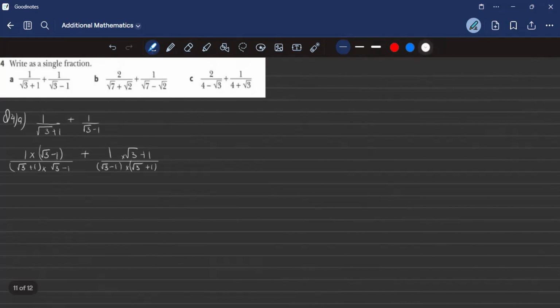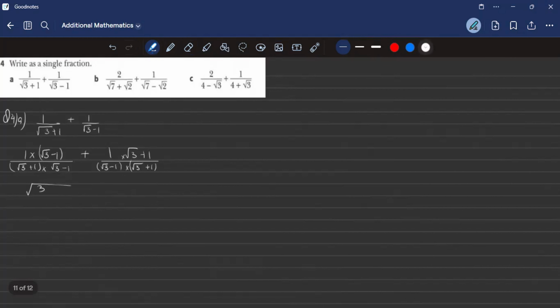So, under root 3 minus 1 plus under root 3 plus 1, divided by what? So, under root 3 plus 1 multiplied by under root 3 minus 1. So, this is (a plus b)(a minus b), simple as that, a squared minus b squared. In fact, what we are going to do is, let me just erase this. I'm sorry, I made a mistake here.